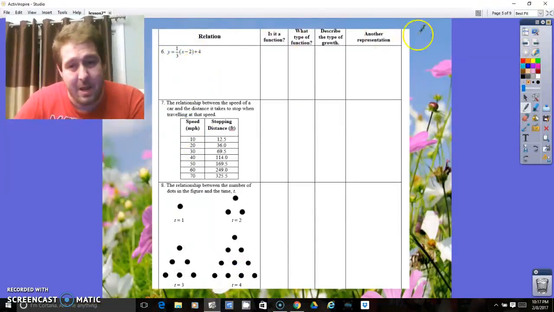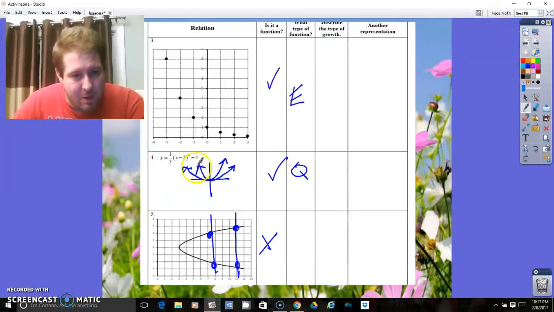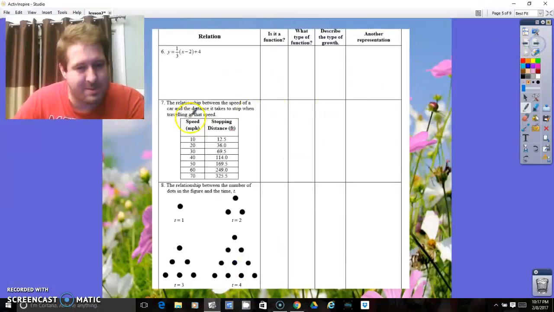All right, this one's linear. I know what you're thinking. That one looks quadratic. It looks a lot like this one. But look at number 4 and then look at number 6. You'll notice that there's no squared here. So it's not x squared. This is actually linear. It is a function.